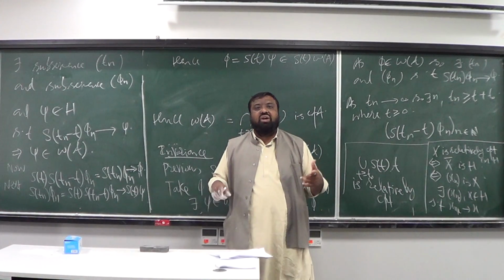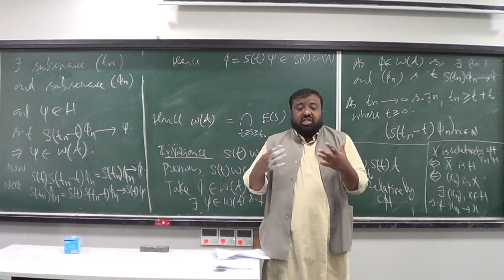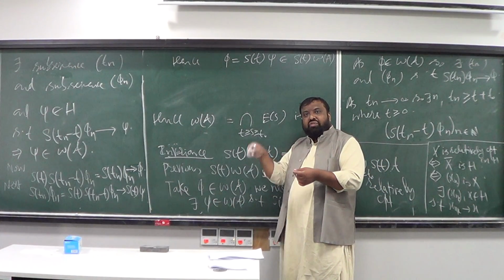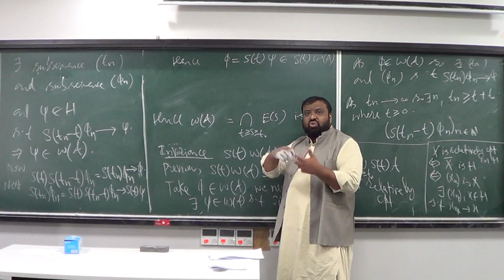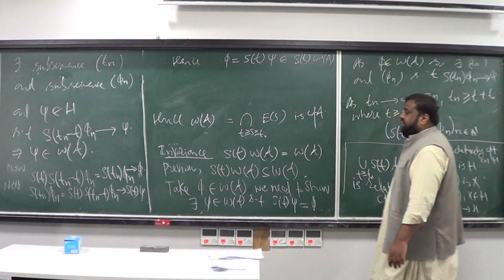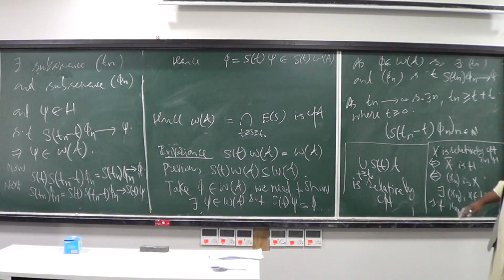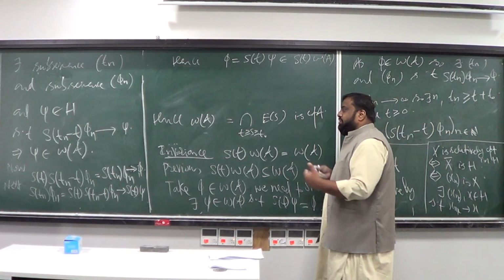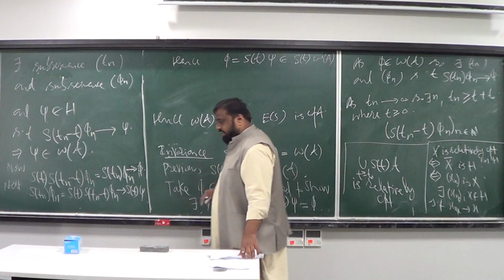And hence the key thing that you have to show is that the intersection of these E(s) is also connected. And hence that will prove that omega of A is connected actually. Okay, so this is what roughly you have to do. As I said, there is a lot of waving of hands, but you have to absorb these proofs basically.